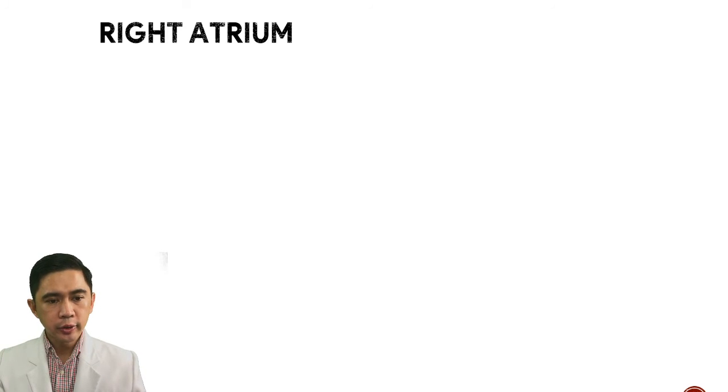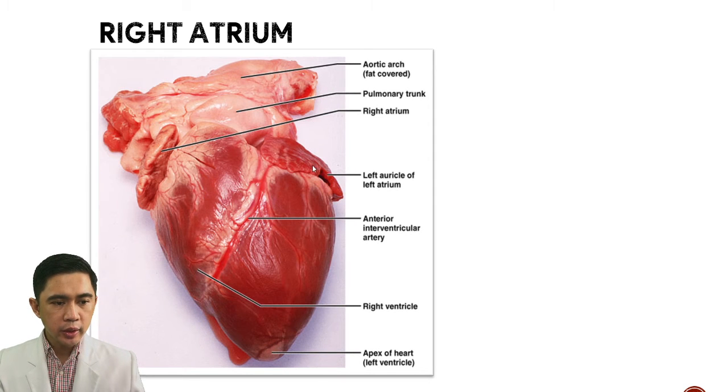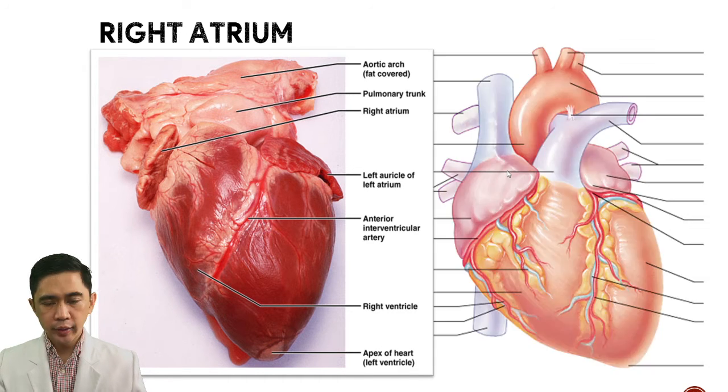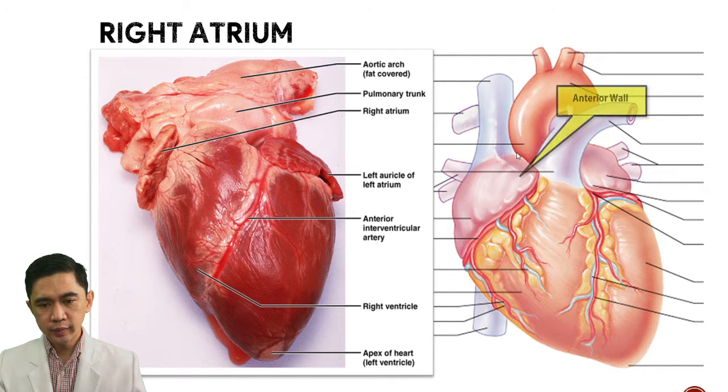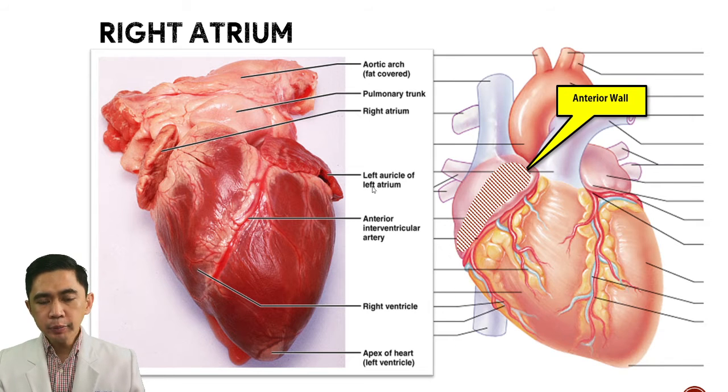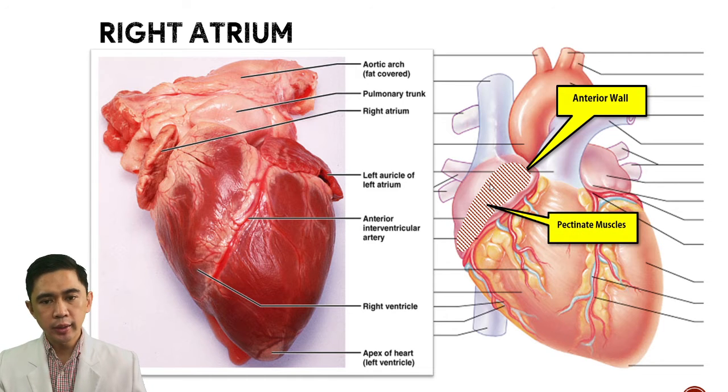The right atrium. So in this image, because we already know the atrioventricular groove, this should be the right atrium. In this picture, this is the right atrium. This should be the anterior wall of the right atrium. The anterior part of the right atrium has a very characteristic feature. It has parallel muscular fibers, which we call the pectinate muscles.